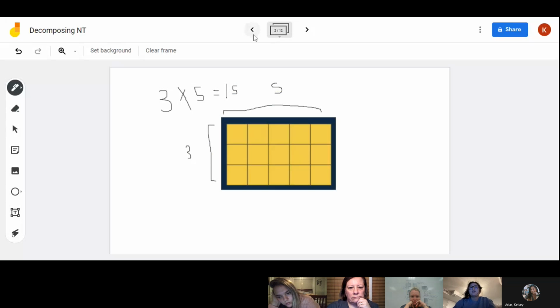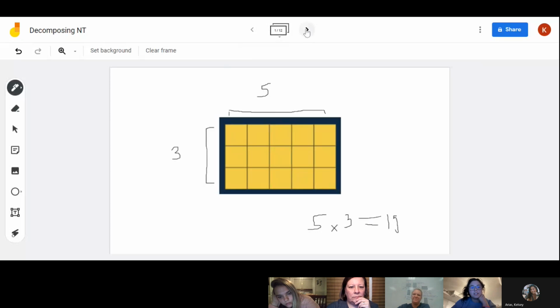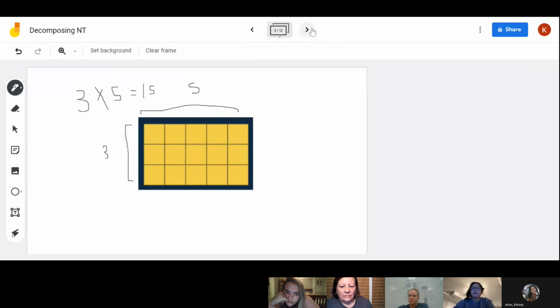And then if we look back at Taylor's, she did 5 times 3 equals 15, and then 3 times 5 equals 15. So that's the same answer. How is that possible? Taylor, do you know why 3 times 5 and 5 times 3 equals the same thing? Because 5 times 3 equals 15 and 3 times 5 equals 15? That's good. Okay, so it doesn't matter where the 3 or the 5 is. They both equal the same thing. That's really good. Okay, so let's look at our next rectangle.